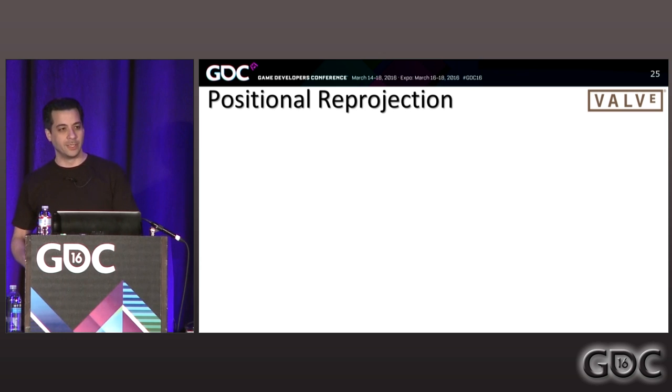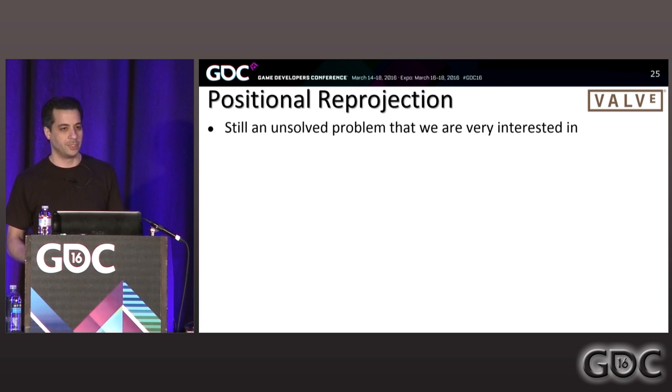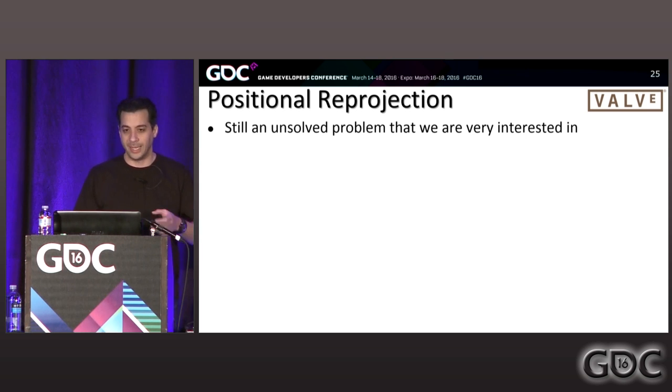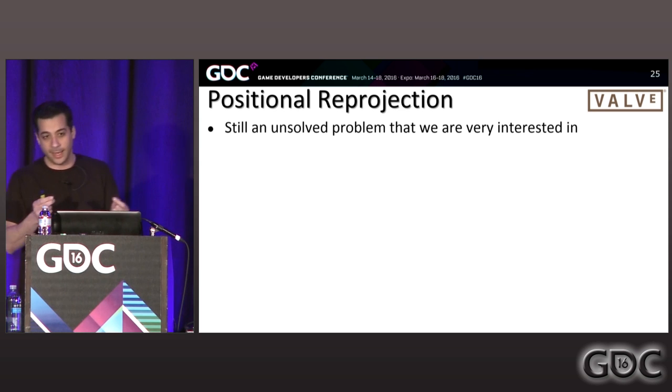Positional reprojection is one that's a little trickier. I'll just touch on this lightly. I think it's still an unsolved problem to some degree. We're super interested in a solution to this, because if you can do positional reprojection and actually take into account the new positions of the eyes and the head as you're moving and effectively have a depth value per pixel, that's going to produce a better result.